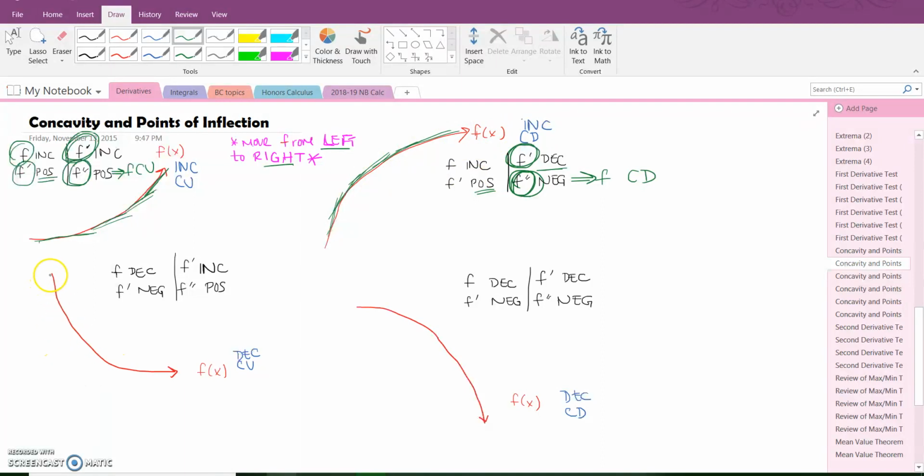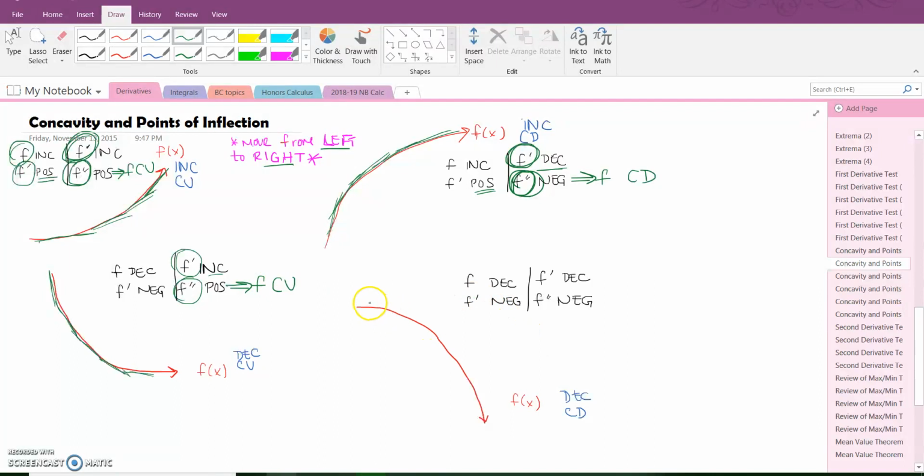Here the function's decreasing. Slopes are all negative, so the derivative's negative. The slopes, this one's the hardest one for people, the slopes are actually increasing because they're becoming less negative. So the derivative or the slopes are increasing. If a function is increasing, its derivative is positive. So the second derivative is positive. We have a concave up function.